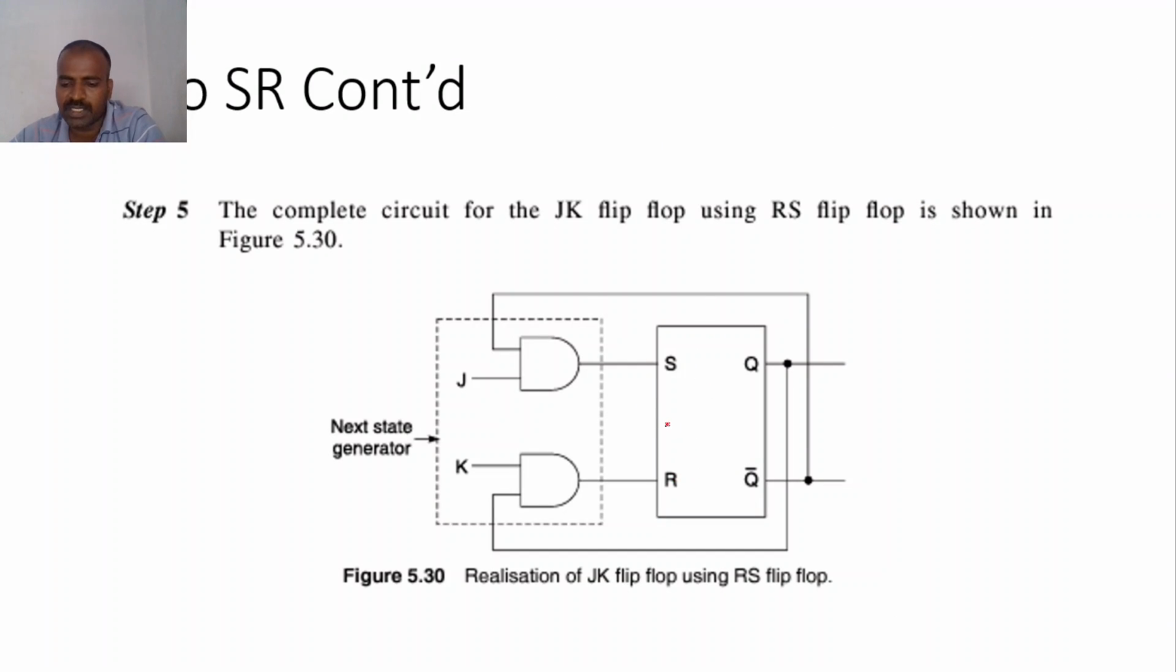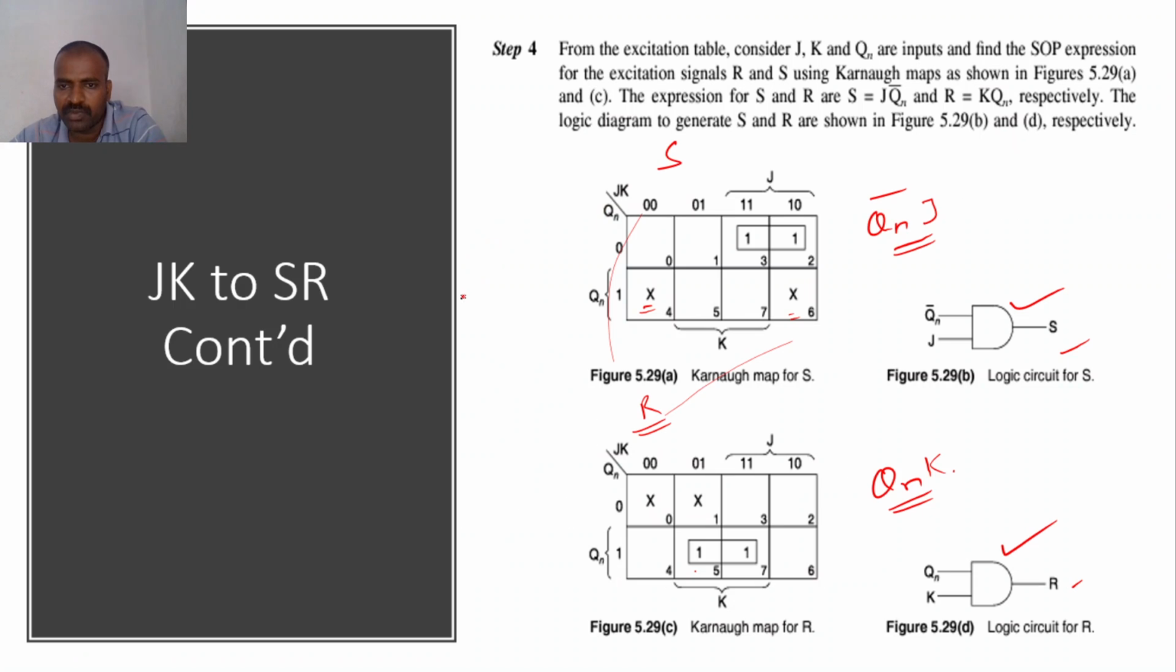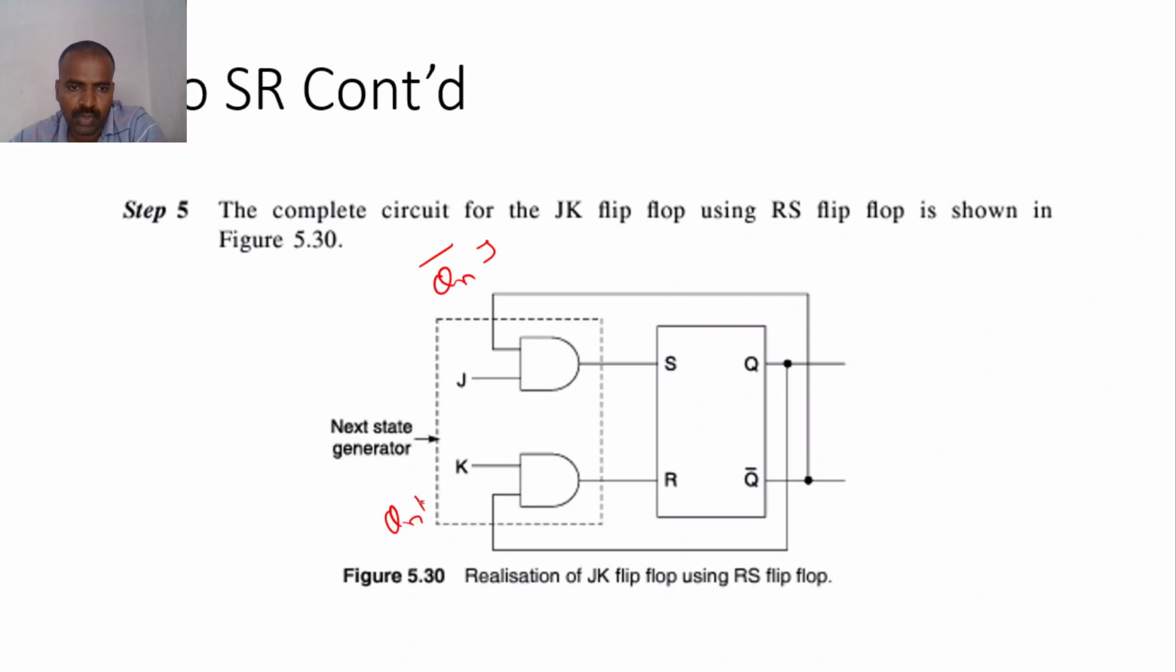So S and R, what is the S value? S value is Qn bar J, and R value is Qn K. So Qn bar is here. See Q bar, the line is taken from here as one input, and J is the actual input. And for this Qn, it is taken from here. Okay. Now you guys understand. Just remember the JK flip flop diagram. So J and K, and one clock will come. That clock is commonly connected here, and feedback actions will come. Okay. So this is the JK flip flop.